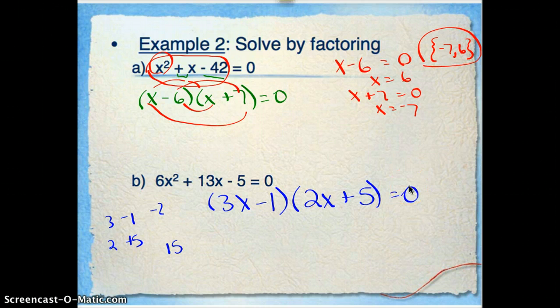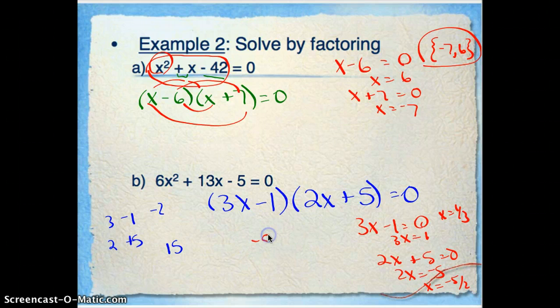All right, so I've got my factors. That's the hardest part. The other part, using the zero product property, says that either 3x minus 1 equals 0 or 2x plus 5 equals 0. So if I solve this first one, 3x equals 1, so x equals 1/3. If I solve the second one, 2x equals negative 5, so x equals negative 5/2, or negative 2.5. So I have my solutions as negative 5/2 and 1/3.